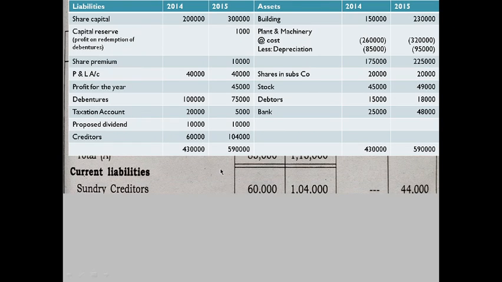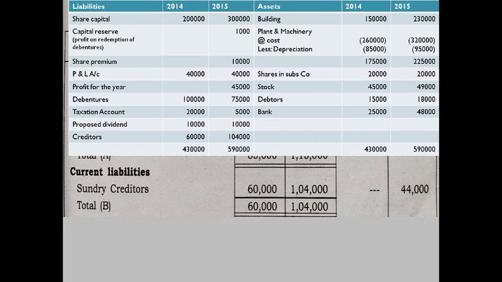In the beginning it was 60,000, in the end it was 1,04,000. So again there was an increase in current liability, and remember the rule regarding current assets as well as current liability is quite different. Here the increase in current liability leads to a decrease in working capital, so the difference amount is shown in the other column. Since there are no other items relating to current items, let us take the total. Here 60,000 and 1,04,000 are considered to be the total of current liability.